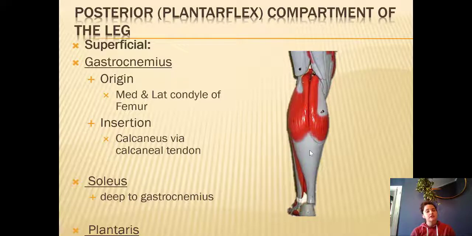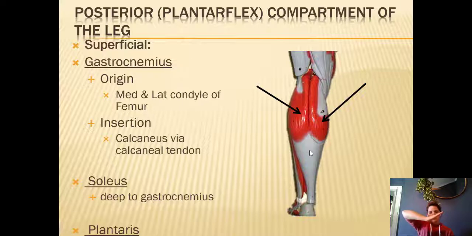Lastly, our posterior compartment helps you to plantar flex or point your toes. The most prominent muscle here that makes up that chunky part of your calf is gastrocnemius. Gastrocnemius, I always think about, is the muscle you would activate when you press on the gas in your car. So gastrocnemius presses on the gas in your car. So that's plantar flexion, or pointing.